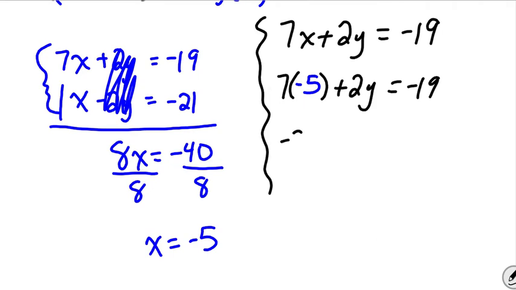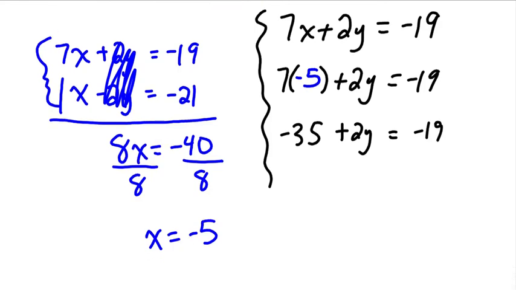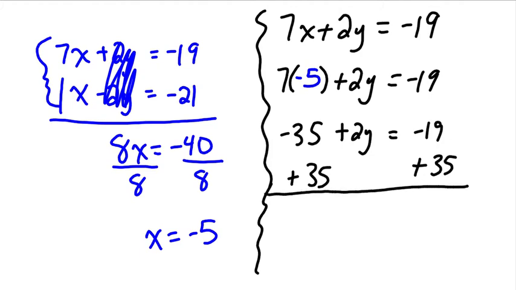7 times negative 5 is negative 35. Plus, rewrite the rest of the equation. Now we need to move the 35 over. So it's a negative 35. So I need to do the opposite, and I will add 35. So plus 35 plus 35. Okay, so the left-hand side, we have our negative 35 plus 35, which cancels. They're gone. Bring down the 2y.